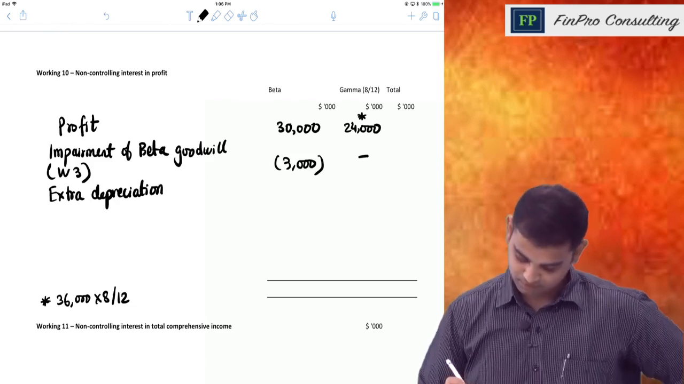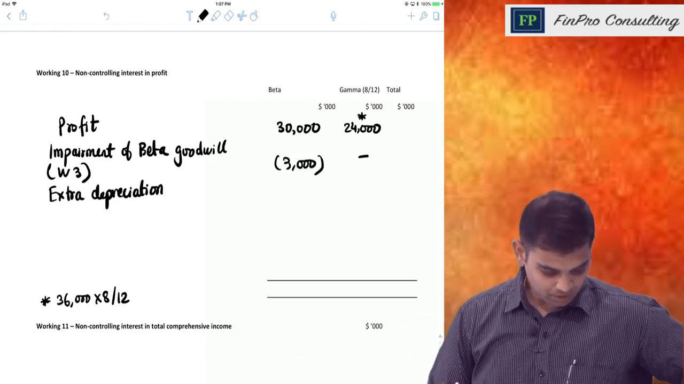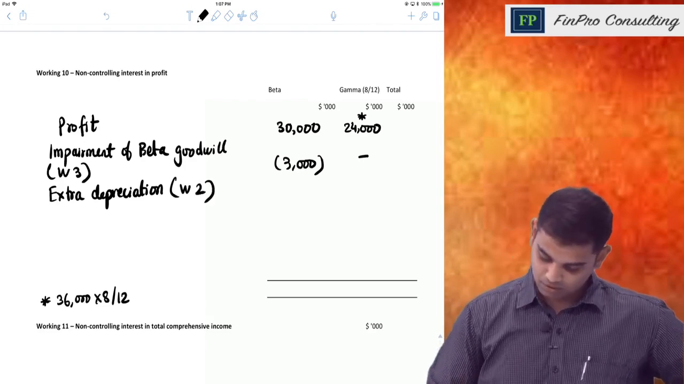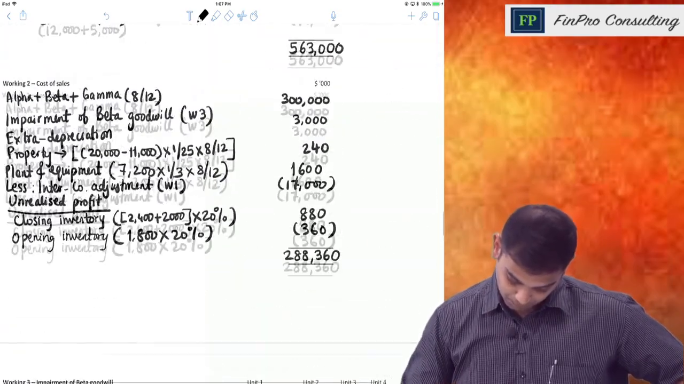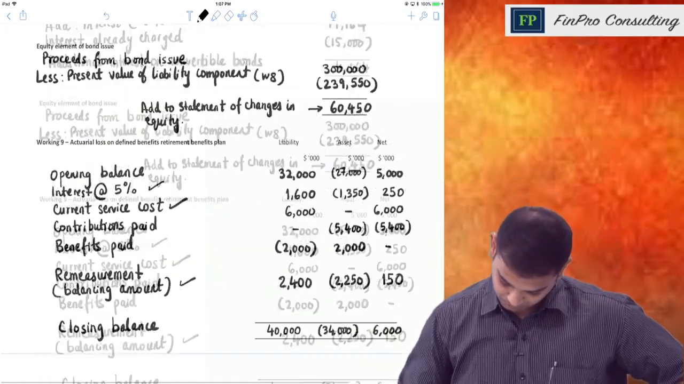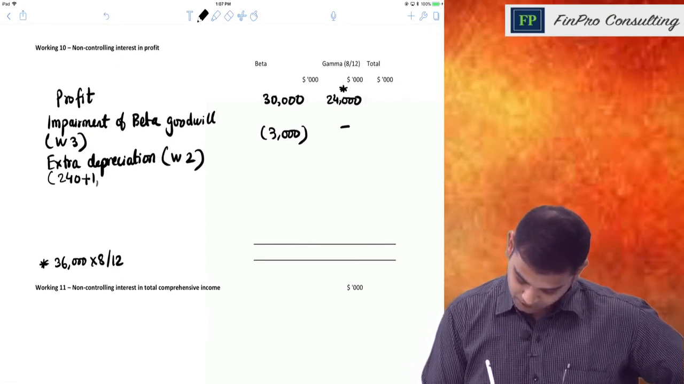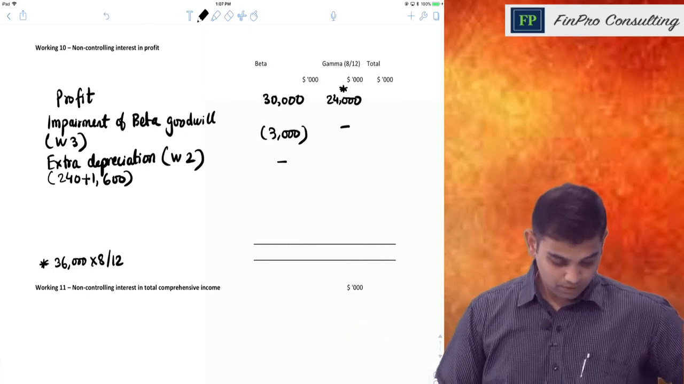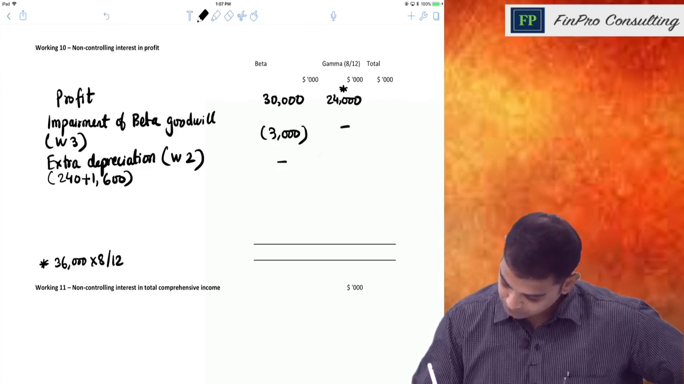Working note number 2, extra depreciation. What is the amount? Check. $240 and $1,600. Anything relating to beta? No, it is relating to gamma. So it will be 1,840.